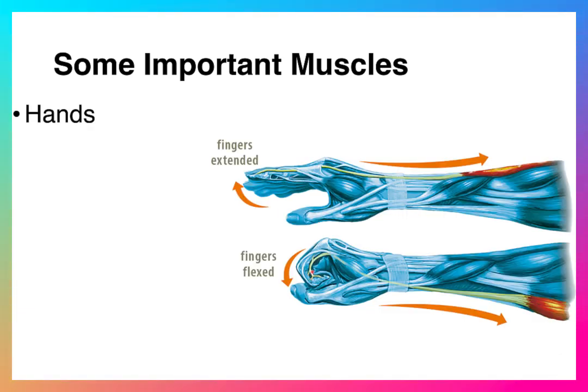And then the hands. The muscles in the hand include the flexor and the extensor muscles, and these are responsible for extending and flexing the fingers. The carpal tunnel is right here. The carpal tunnel is the ring of bones that make up the wrist.